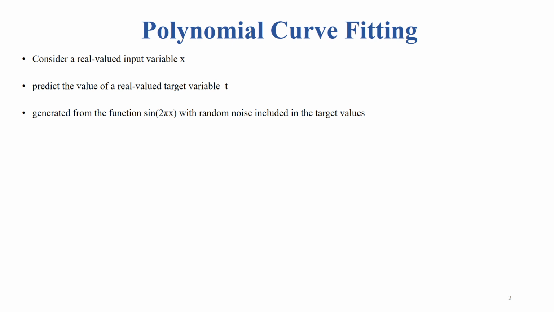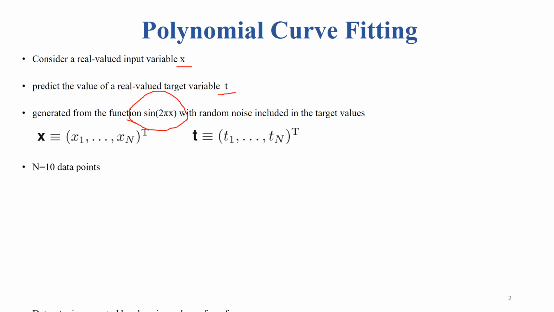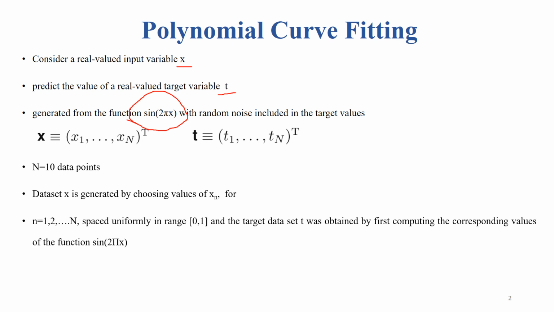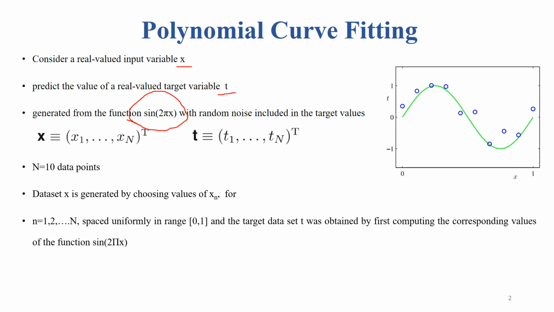Polynomial curve fitting. Let us consider a real valued input variable x and we are going to predict the real value target variable t, and this is generated from the function sine 2 pi x. So given x, we need to predict the value of the target variable t, and there are a total of say 10 data points given. Now these 10 data points are spaced uniformly in the range 0, 1 as shown in the graph, and the target dataset t was obtained by computing the corresponding values of the function sine 2 pi x.